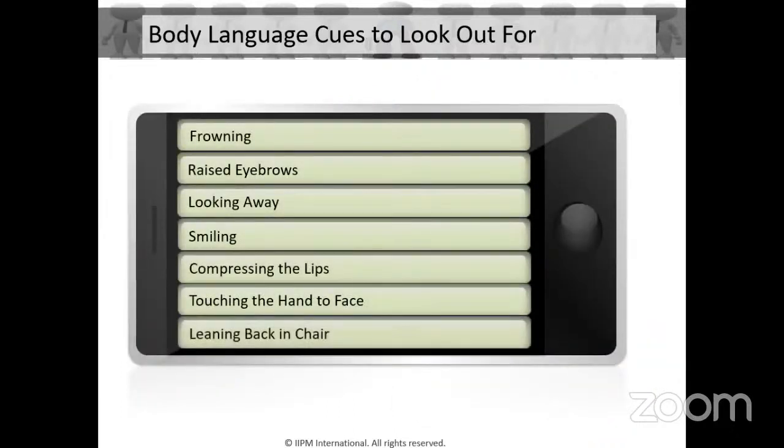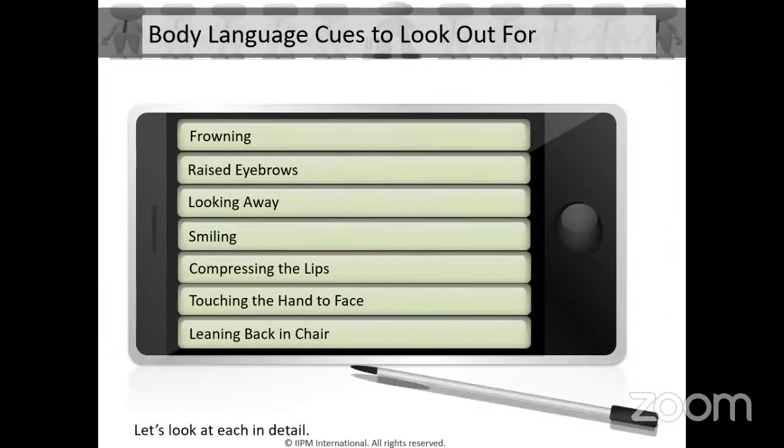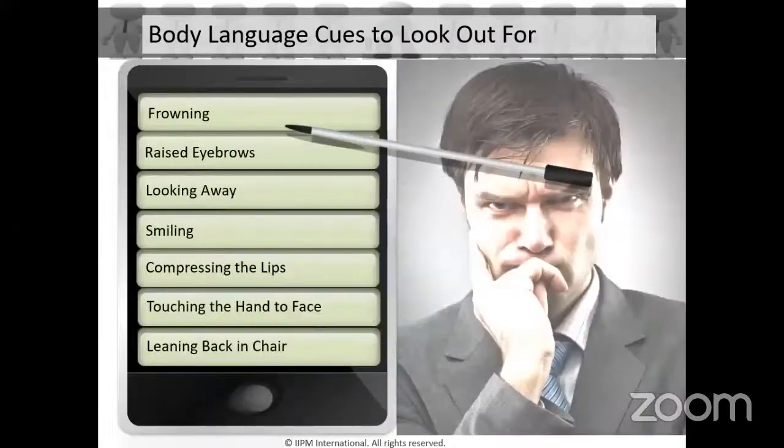Now, these are some body languages, and we're going to be looking at each of them in detail. Frowning during an interview: the person is giving that body language, but that body language is saying something. All right, so: raised eyebrows, looking away, smiling, compressing the lips, touching the hand to the face, leaning back in a chair. So let's look at them and see what they mean.